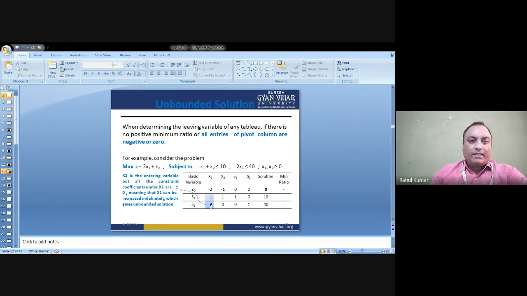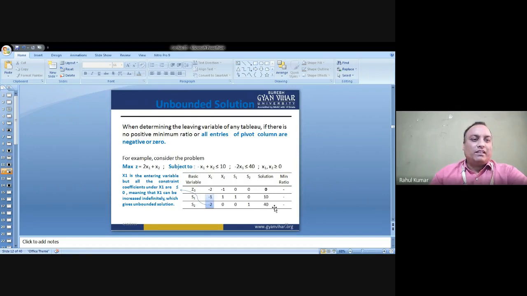And here is minus 2, and the x2 term is here 0. The x2 term for this equation is also 0. For this, here we can write 0. Then s1 is 0, and here is 1. And the right side of this constraint is 10 and 40. So the minimum ratio for this case, minus 10 is the minimum ratio, and here minus 10 is also a minimum ratio. So this is not a minimum ratio.